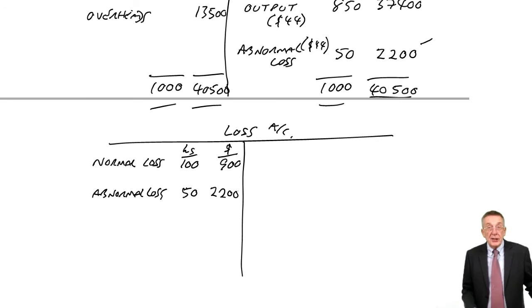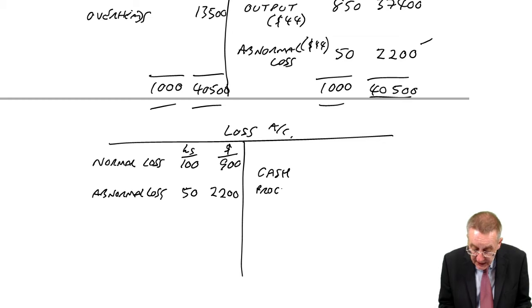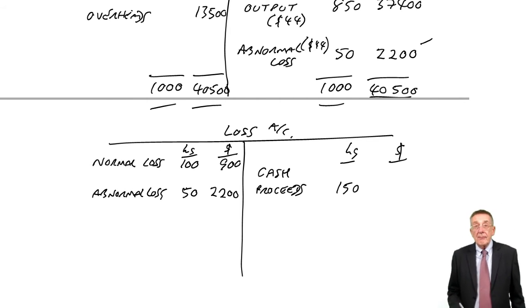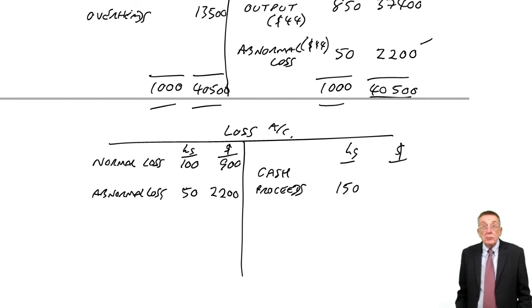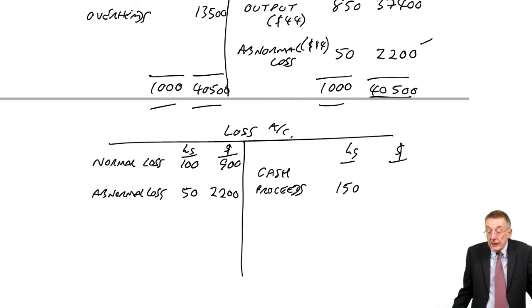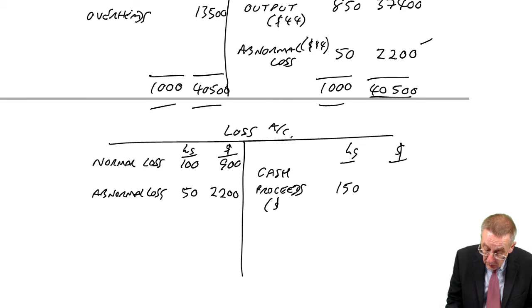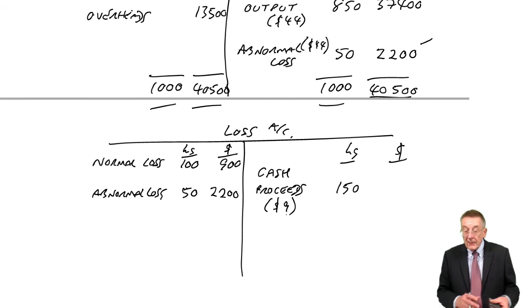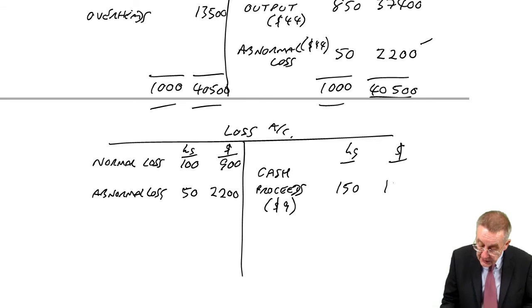And so when we get the cash from whoever's buying them, we'll debit cash, we'll credit the loss account, the proceeds. In total, it was 150 kilos. We might call it normal, abnormal, but whoever's buying it, as far as they're concerned, they're all the same. And we assume we get $9 a kilo for all of them. And so the money we'll receive, 150 at 9, is 1,350.